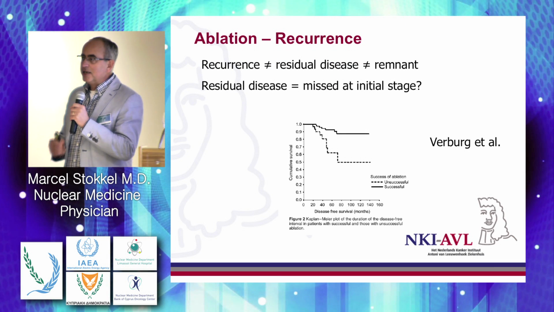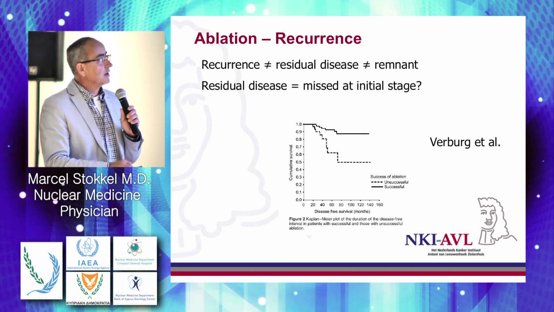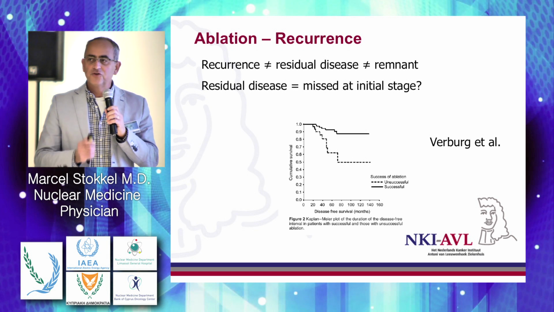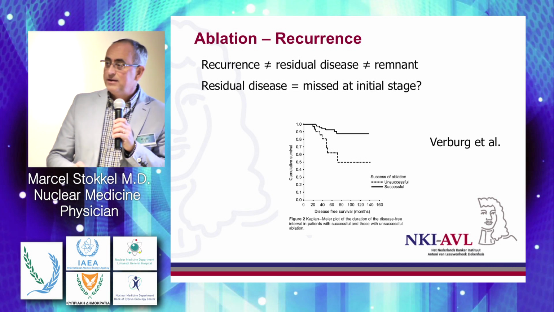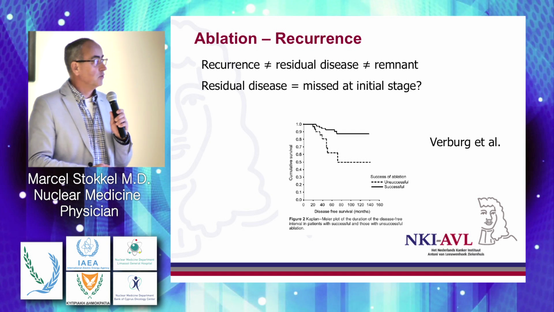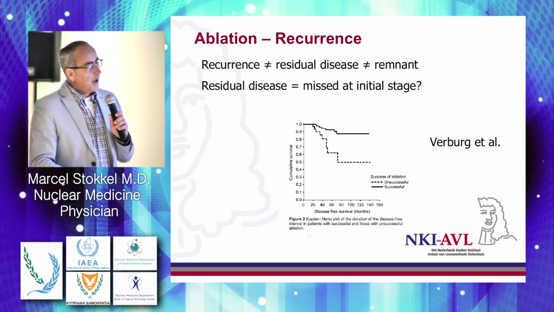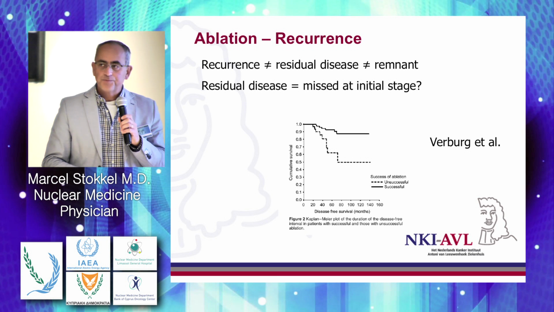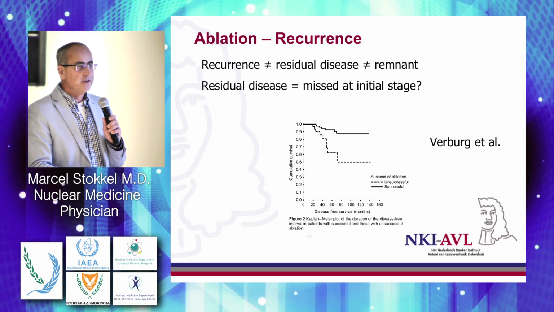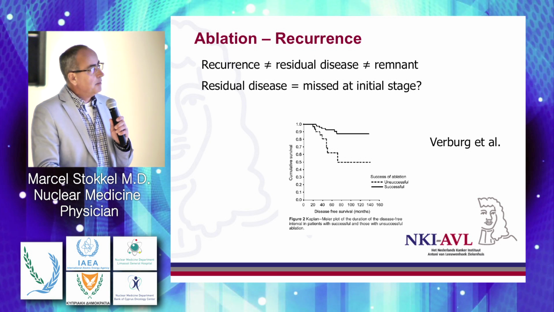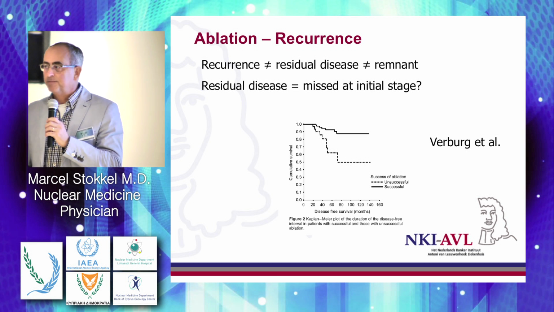When we talk about ablation and the chance of recurrence, it is good to realize, in fact, what we are treating. And as I told you, when we do an ablation, in clinical practice, we are ablating normal thyroid tissue. That is what we are doing. There was a nice paper by Verburg et al. related to the success of ablation. And what was observed there is that patients with a successful ablation after 6 to 12 months had a much lower recurrence rate than patients who had an unsuccessful ablation.